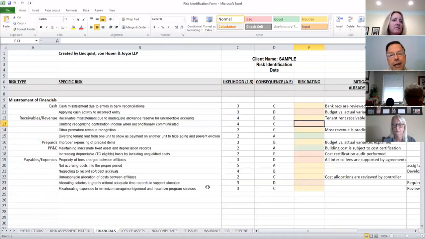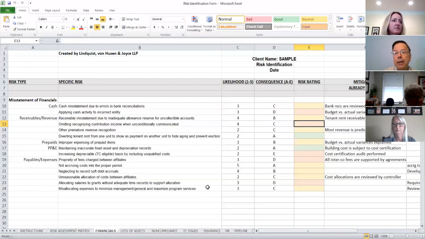But like for cash, there's a risk that the bank reconciliations are erroneous and there's items missing from the bank reconciliation, so the cash is misstated. With multiple entities, you've always got a risk of applying cash to the wrong entity. So you haven't really lost money, but it's just misstating the financial statements of that particular entity. In receivables, you've got misstatements due to inadequate allowances for uncollectible accounts. You've got omissions of contribution recognition.